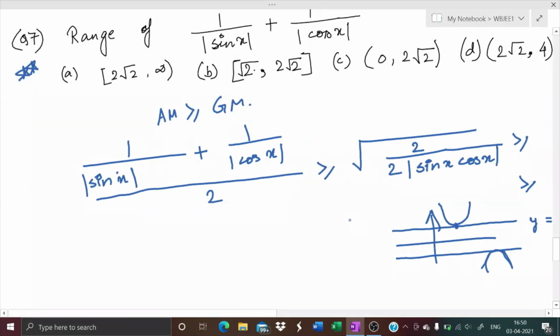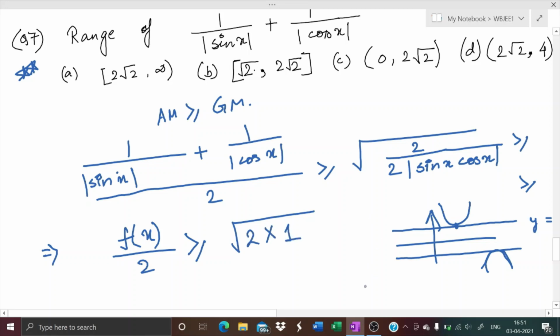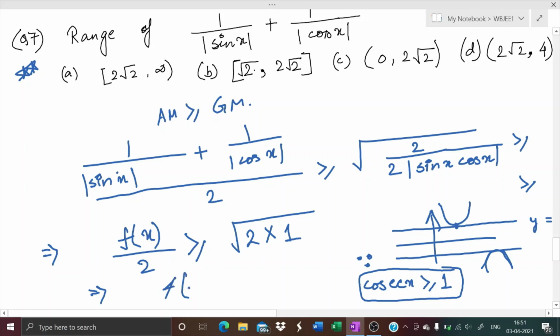तो अगर आपने इधर ऐसे कर लिया तो आप ऐसे लिख सकते हो कि whatever my f of x would be, by 2 would be greater than equals to 2 into 1, because cosec x is always greater than equals to 1. Okay. So this would be the inequality. So f of x, आपका जो f of x, that would be greater than equals to 2 root 2.